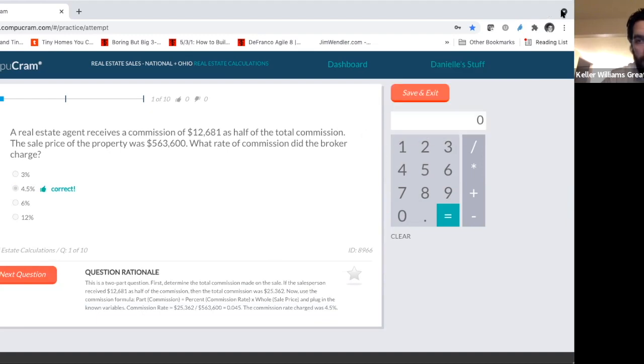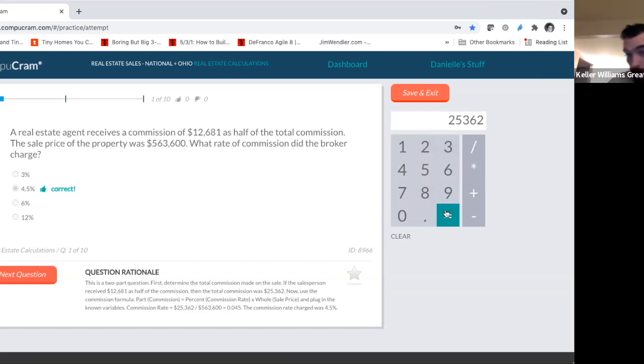Now, if you can see the calculator on the screen, I'm going to go ahead and work this problem out. So a couple key things here. One, the total commission on a property divided by the price is going to give you the rate, right? And so we know that 12,681 is half of the total commission. So we want to take 12,681 and double it. That's the first thing we're going to do because two halves make a whole.